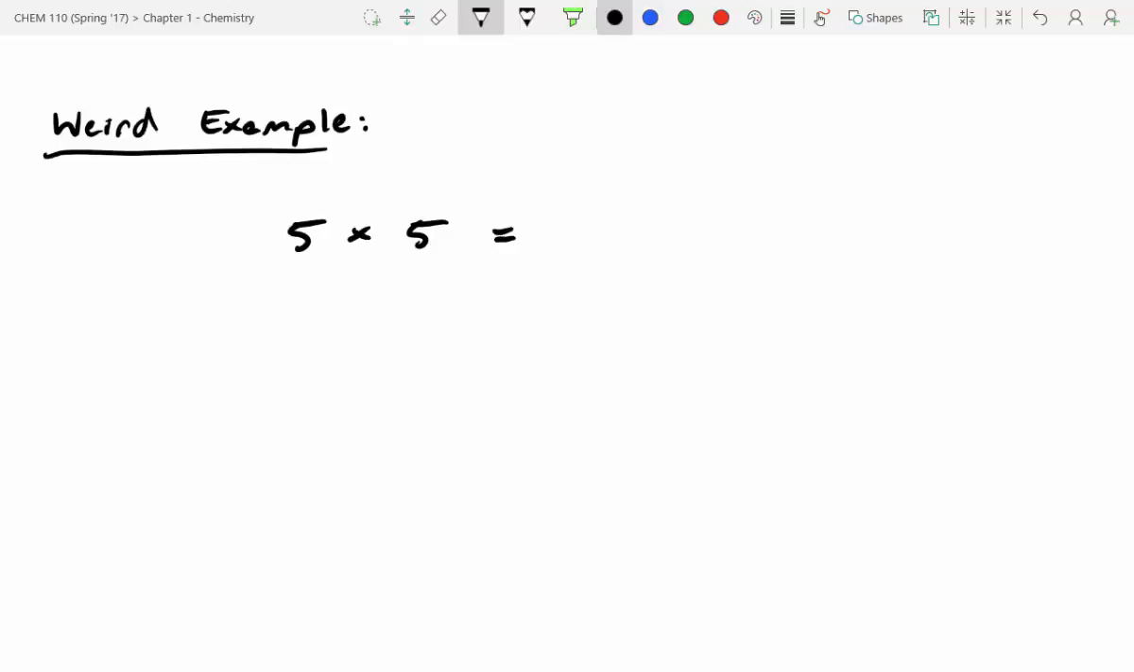What's 5 times 5? Hopefully you guys know this. 25. Did somebody miss it? It's a Friday. All right, so 5, we've got 1 sig fig. 5, we've got 1 sig fig. Our answer should only have 1 sig fig, right? So if we look at this, should the answer be 2? What do you guys think? What should our answer be?